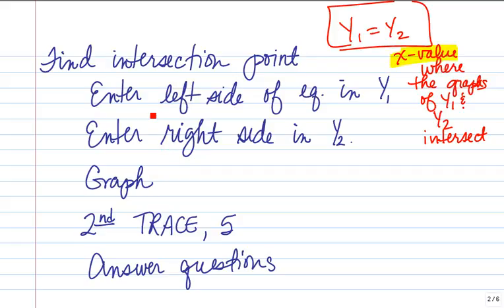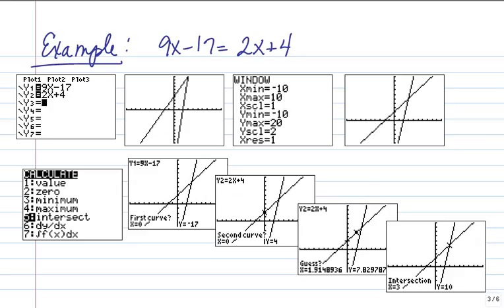So to do that, we're going to first enter the left side of the equation into y1, the right side into y2, graph, and then use our trace commands and actually do second trace, number 5, which is the intersect feature. Then we're going to have to answer a series of questions posed on the calculator screen. I have already typed some into a calculator, and I have the screenshot saved for you here. Let me just talk through what you would do on your own calculator.